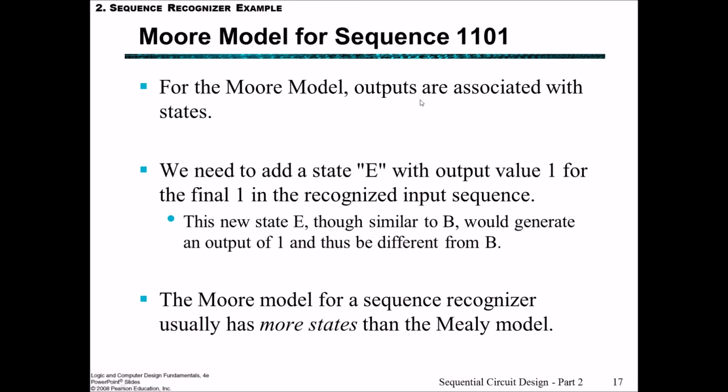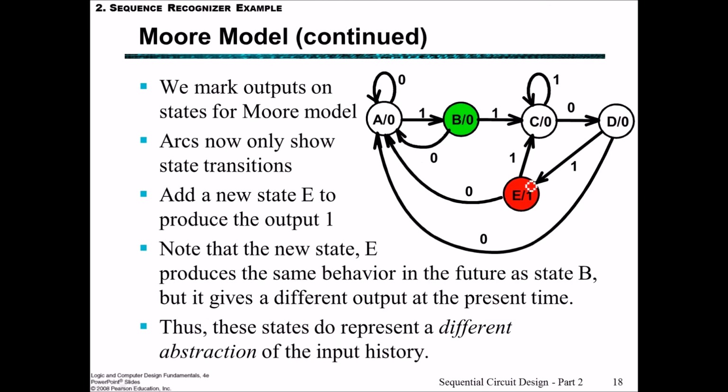So remembering that for the Moore model, the outputs are associated with states, we're still looking for this sequence 1101. We need to add an additional state, which we're going to call E, which has an output value associated with it. And you'll see this new state E is very similar to B, and that will become more obvious when you actually see the diagram. Once again, reminding you, the Moore model for the sequence recognizer usually has more states than the Mealy model. Okay, so we've added this red state E here.